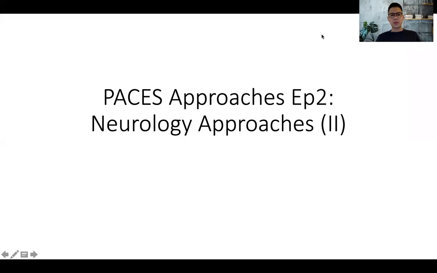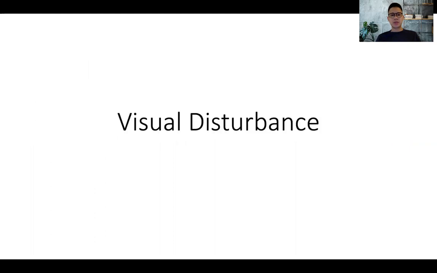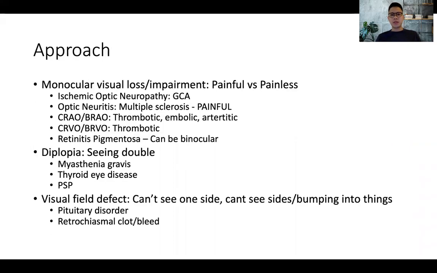Hi, today we'll be talking about the second group of neurology approaches. We're talking about visual disturbances, tremors, hyperkinesis, paresthesia, and amnesia. In terms of visual disturbances, there are three big groups. The first is monocular visual loss or impairment, second is diplopia, and the third is visual field defects.